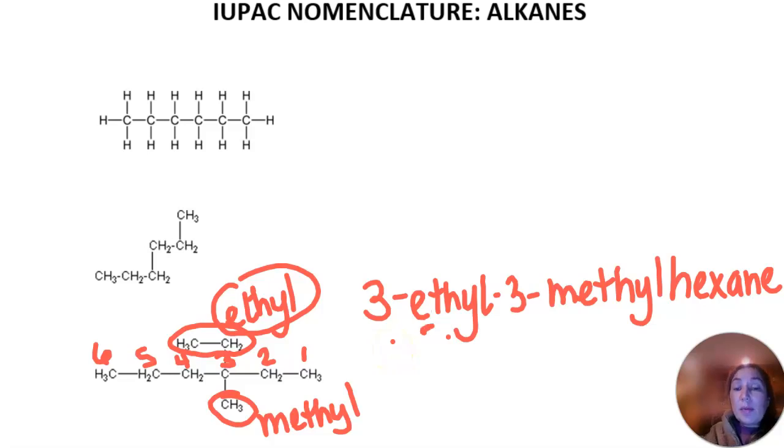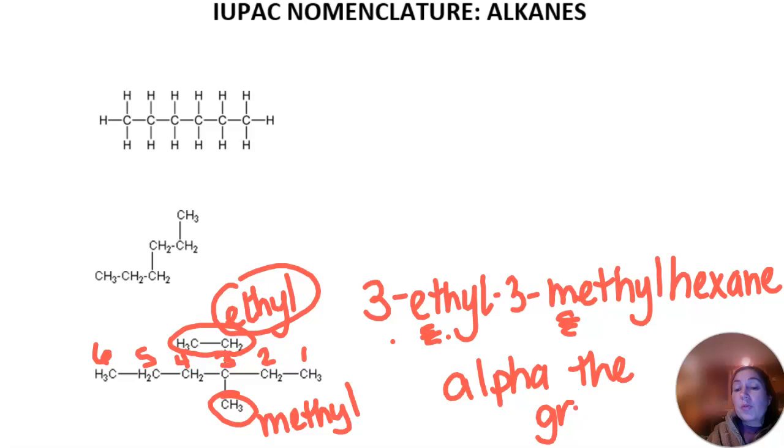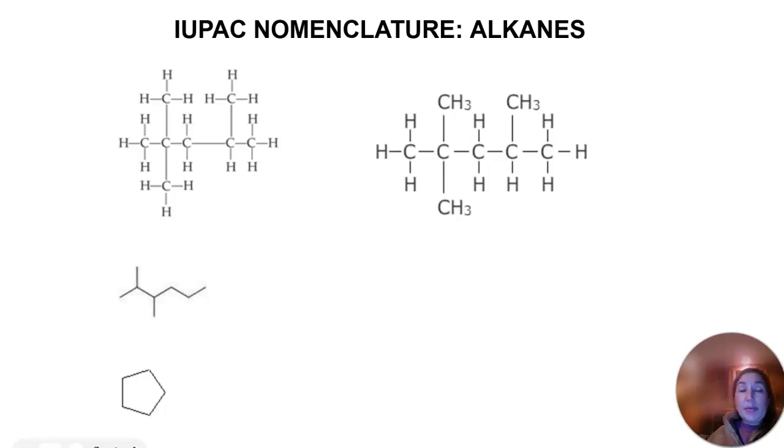And why did we do that? Well, ethyl comes before methyl, and we need to be sure to alphabetize the groups. So the groups go in alpha order. Let's try a couple more examples.